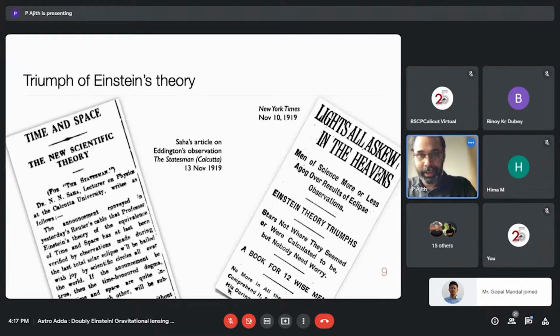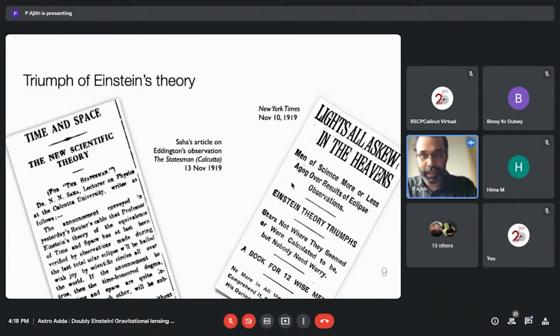So, for example, the right-hand side here shows the headlines from the New York Times. And this very emphatically says that Einstein's theory triumphs, and the stars were not where they seem to be, but nobody need worry. This was celebrated not only in the Western world, but across the world practically.